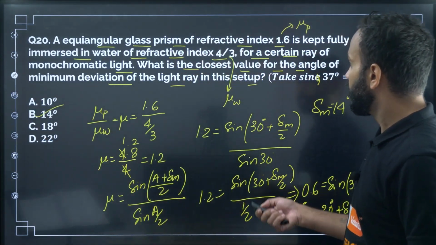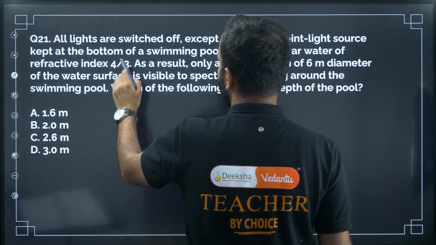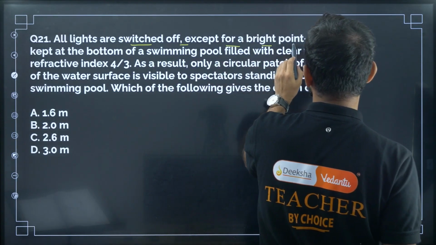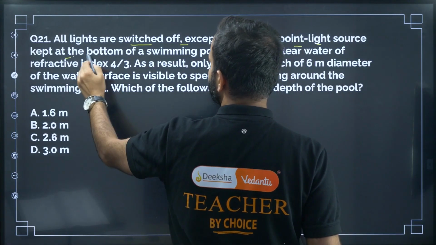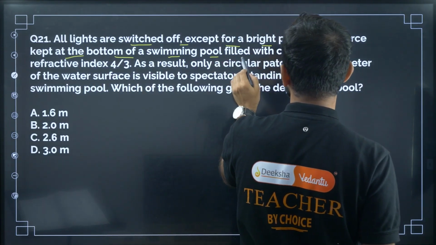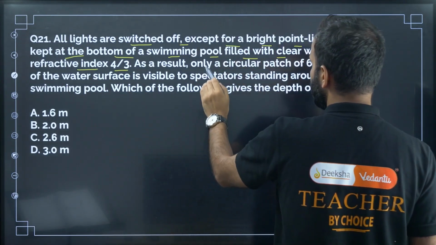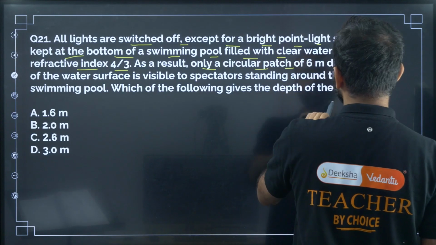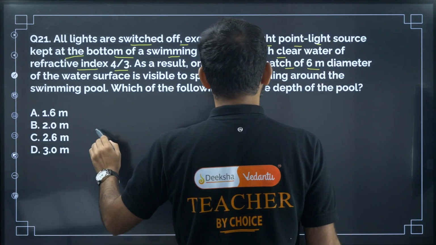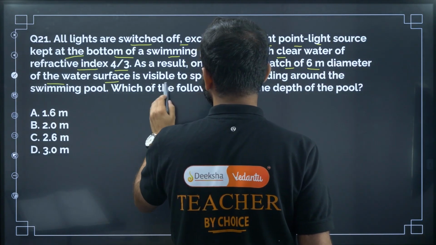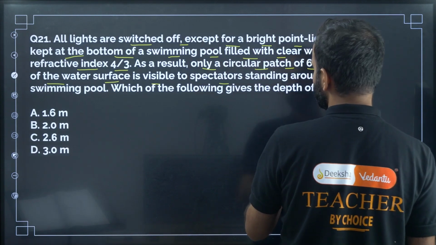Correct option is B. Question number 21. All lights are switched off except for a bright point light source kept at the bottom of a swimming pool filled with clear water of refractive index 4/3. As a result, only a circular patch of 6 meter diameter of water surface is visible to the spectators.